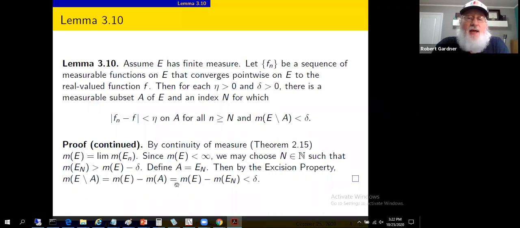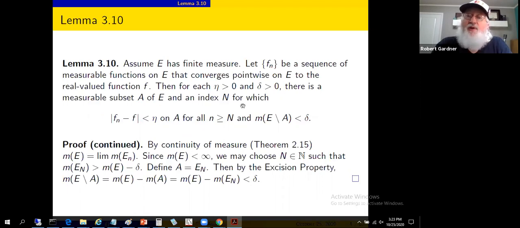The set capital A is the same as the set E sub capital N, so make that substitution there. And we just saw the measure of E minus the measure of E sub capital N is less than delta. Rearrange this little inequality here. So that gives us that the measure of E set minus A is less than delta, and that's the last part. So there you go. We've got a uniform type of convergence on set A. Set A is a measurable set. Eta and delta could be anything.